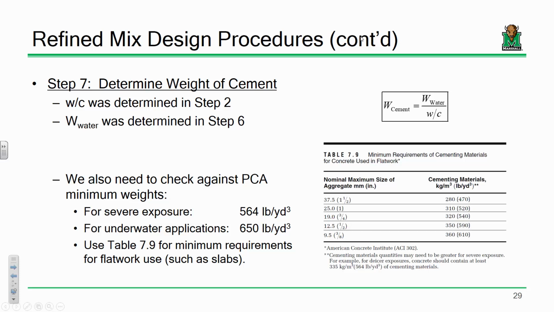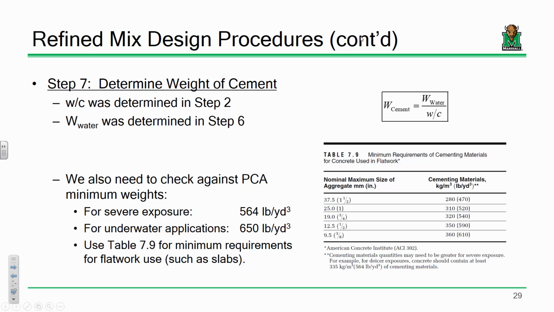Okay. Step 7, weight of cement. If you've got the water-cement ratio and you've got the weight of water, bam. Just take the weight of water divided by your water-cement ratio. There's the weight of your cement. We do have to check against minimums. So for instance, if we've got severe exposure, we have to provide at least 564 pounds per cubic yard. And then based on our flat work requirements, based on our nominal maximum aggregate size, we have limits as well. More often than not, at least with the examples that we're going to be doing in here, that won't be a big deal, but we'll check it and see. It's just one of those checks you have to go for.